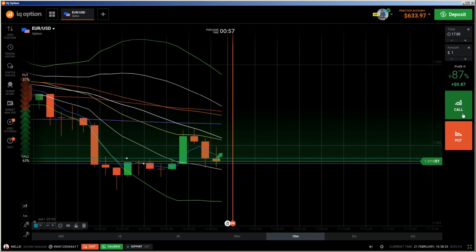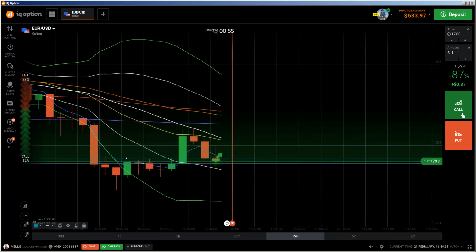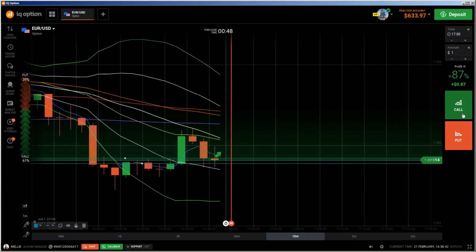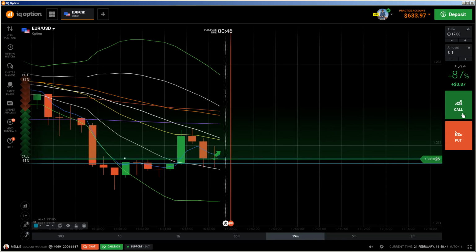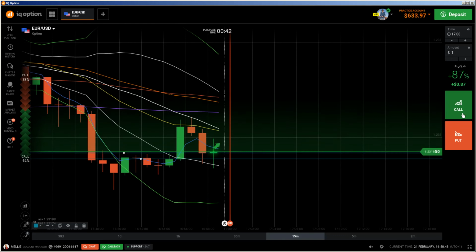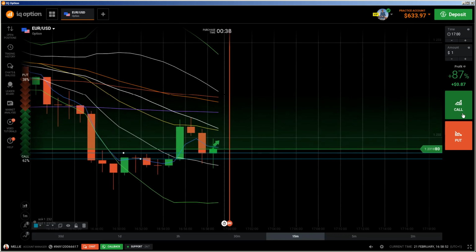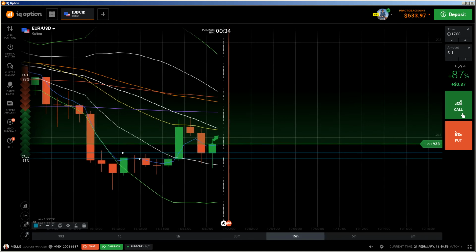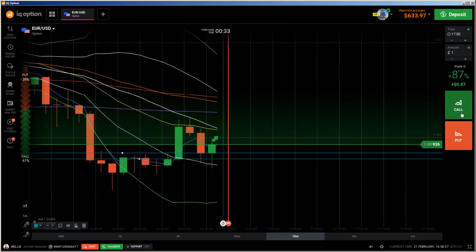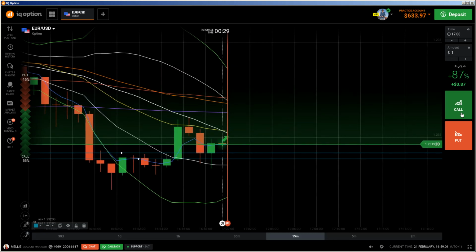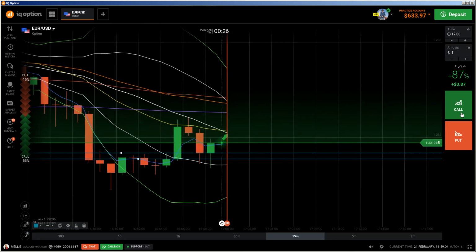And I have explained this pullback in the ebook. I'm going to show you in the ebook after I have done this pullback here. This is a pullback, called the last kiss. And I'm expecting that there will be the last kiss. Okay, I will get this on the next candle if it gets back again. So if it goes down and then I get a rejection, I'm going to do this.